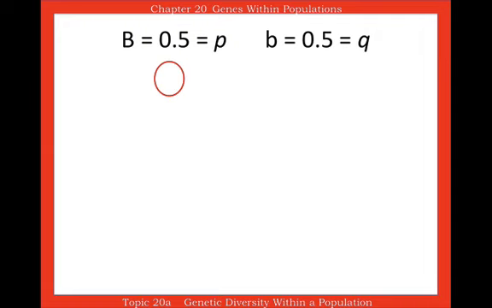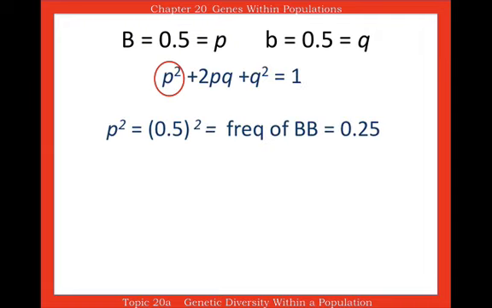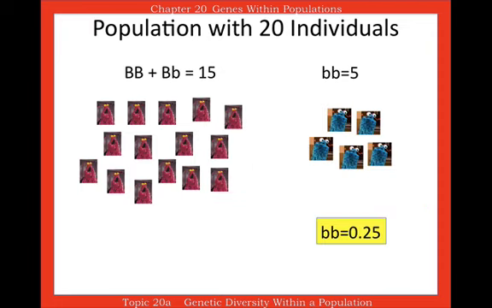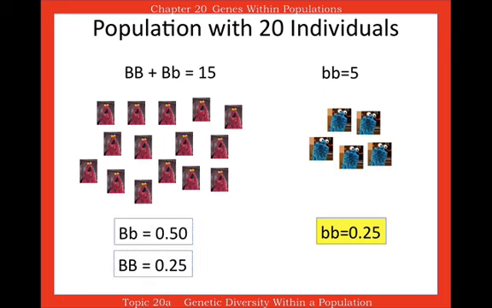Now that we know the frequency of each allele, we can use it to calculate the portion of the population that is homozygous dominant by using the p squared part of the formula. So when we follow through with this, we learn that the frequency of the homozygous dominant is 0.25 or 1/4. We can do the same for the heterozygotes using 2pq, and we learn that the frequency of heterozygotes is 0.5 or 1/2. So in our population of 20 individuals, we can estimate that 1/2 of them are heterozygous and 1/4 homozygous dominant.